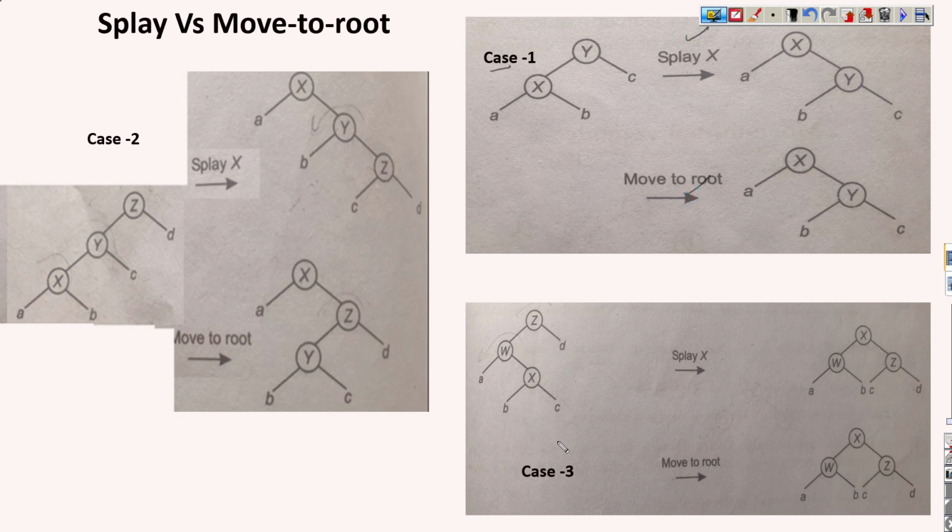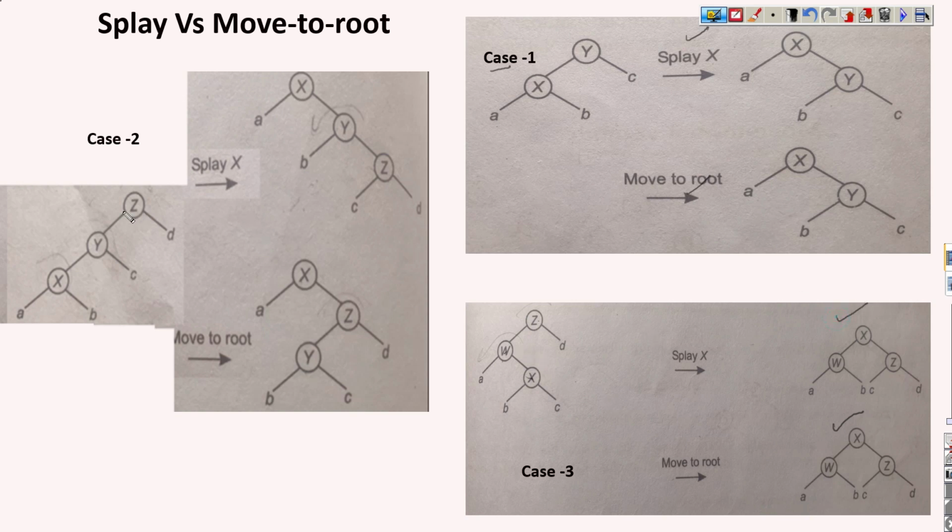Similarly, in case 3, when we do a series of operations to make x become the root, you are doing a series of operations. If I say move to root, x will come here and then x will go here. Finally, you will find the same structure. If you are doing a splay, then also you get the same structure.